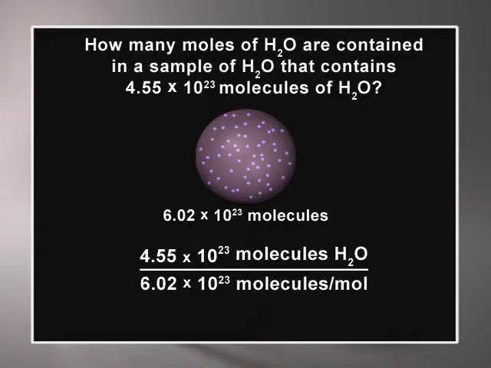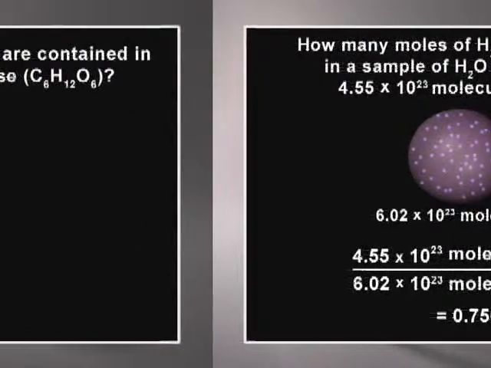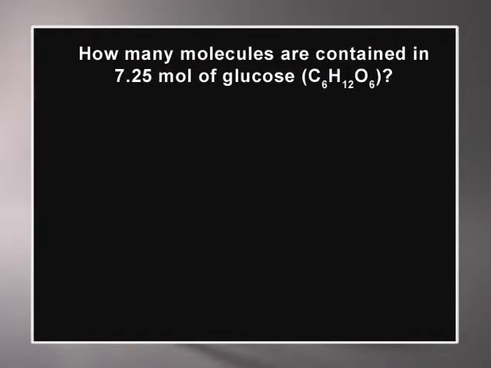4.55 times 10 to the 23rd molecules divided by 6.02 times 10 to the 23rd molecules per mole means that we have about 0.756 moles of water. And another: how many molecules are contained in 7.25 moles of C6H12O6, which happen to be glucose?